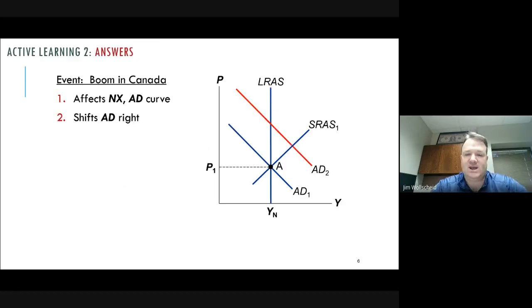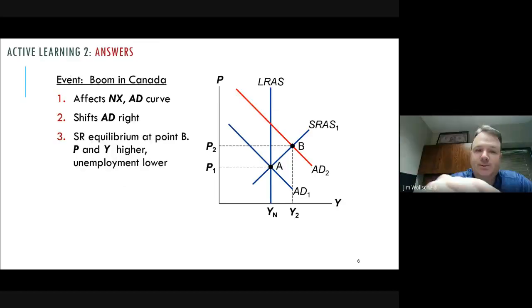So let's look at this boom in Canada. A boom in Canada, I know, is going to affect net exports because as Canadians are richer, they're going to want to buy more US goods and services. And when they want to buy more US goods and services, we're going to export more there. As we export more there, that causes the aggregate demand curve to shift right.